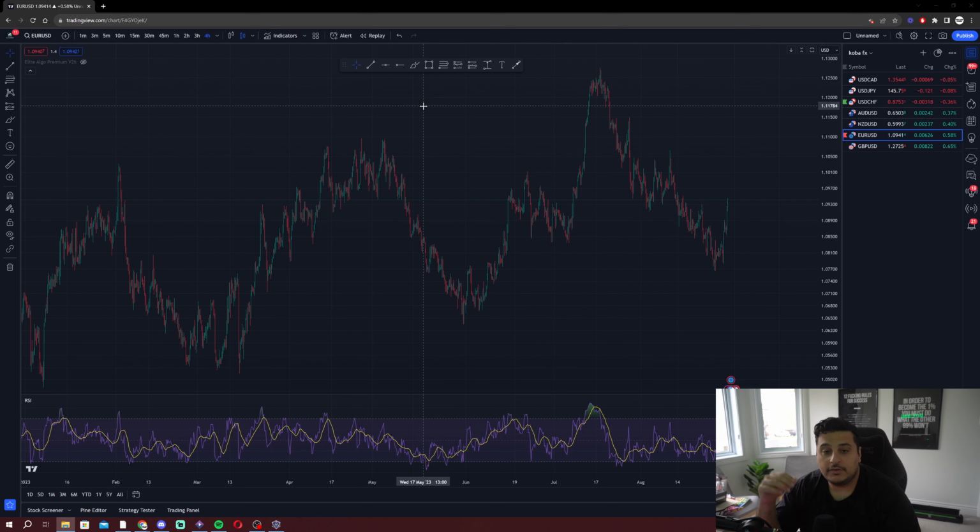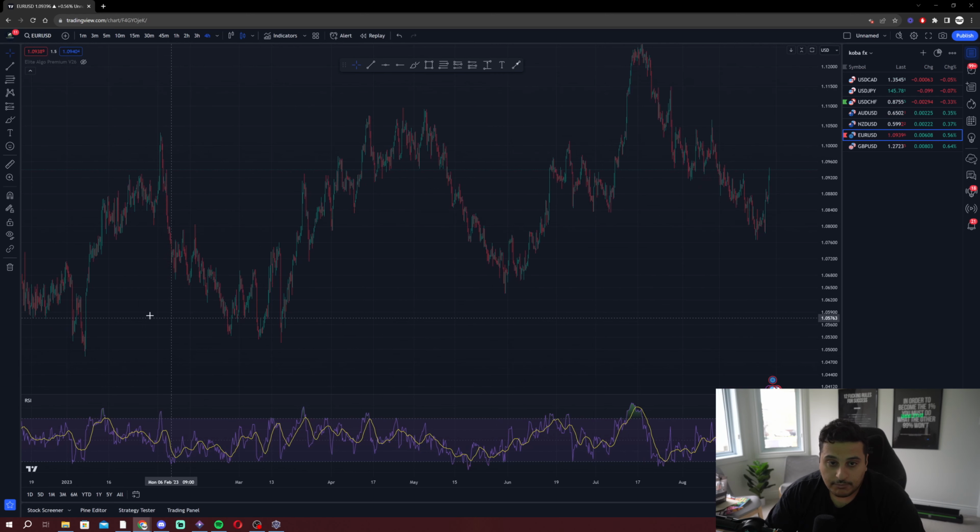Once we have the RSI indicator on the chart, now it's time to get into the actual strategy. So the first thing you want to do is start drawing up your supply and demand levels. If you don't know what supply and demand levels are, they're basically just areas where people are buying and people are selling based on psychology.